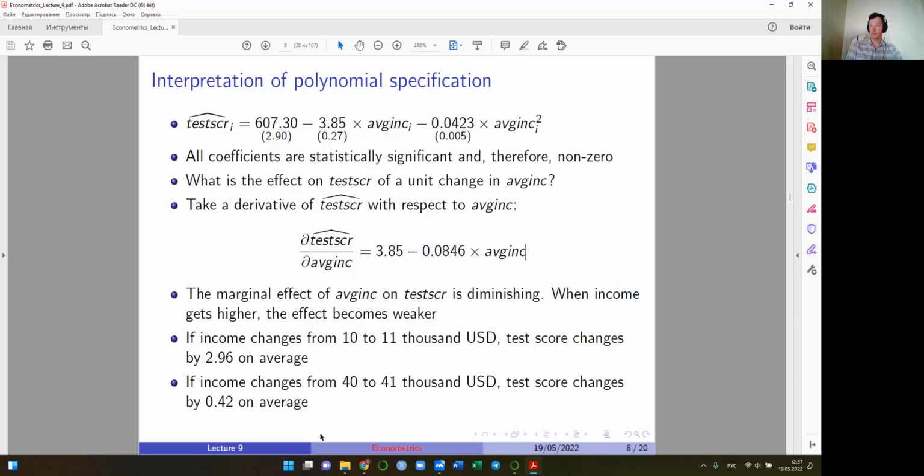So this is the idea of a polynomial. Any questions here about the interpretation? No questions.